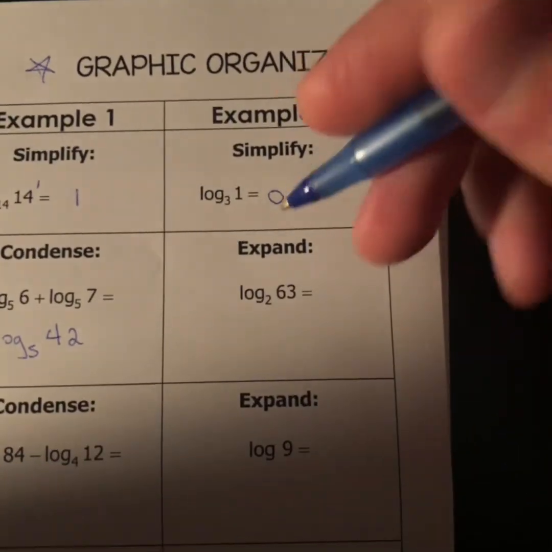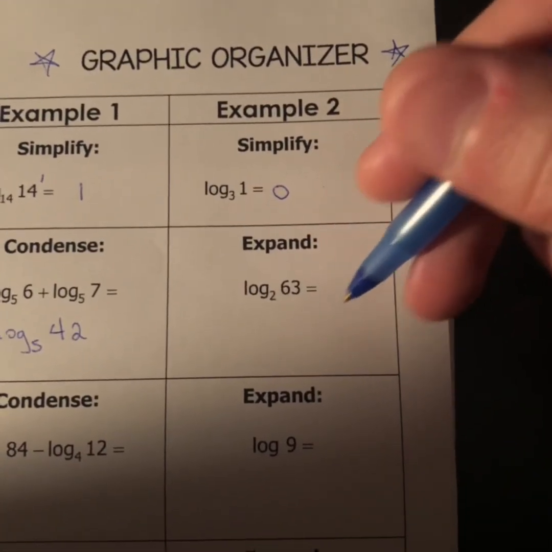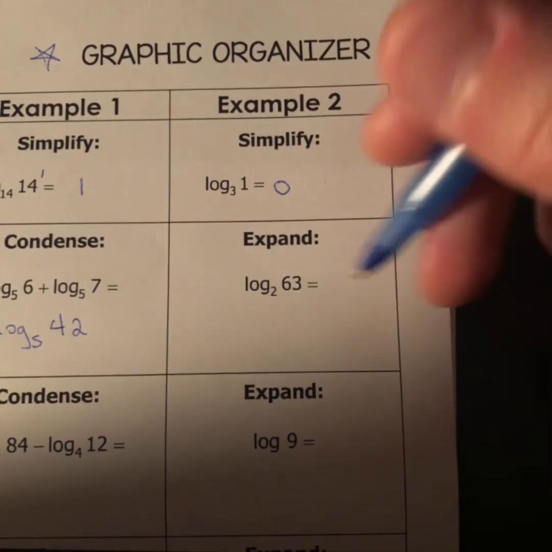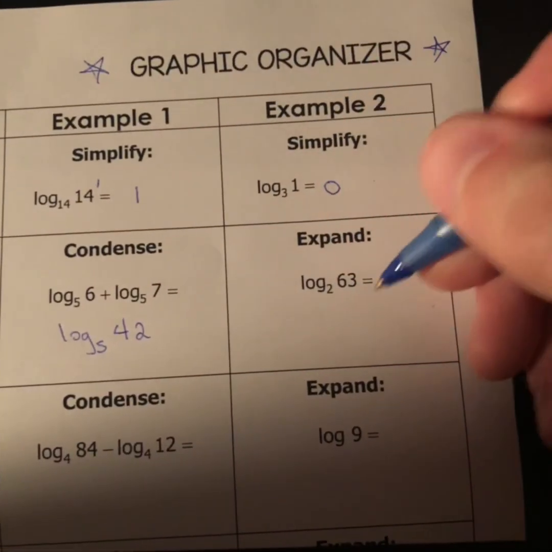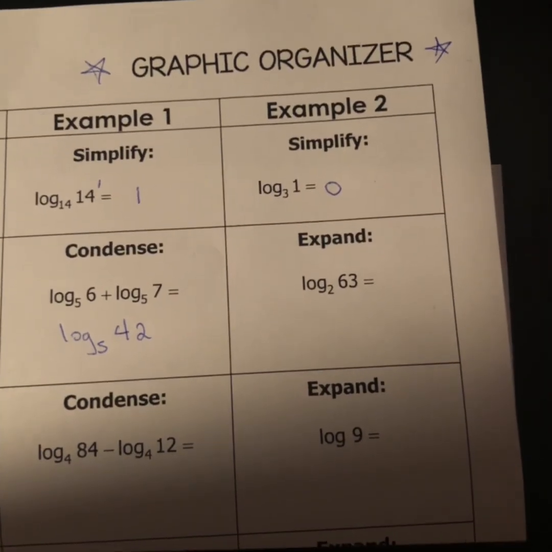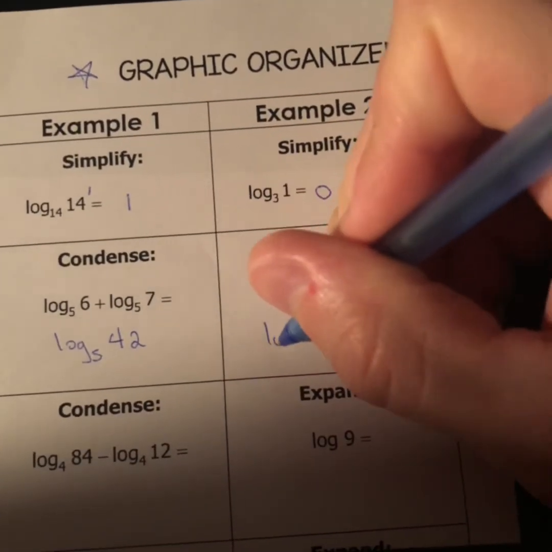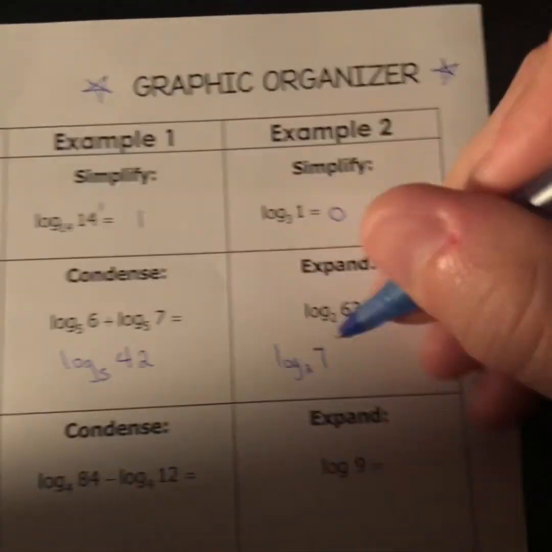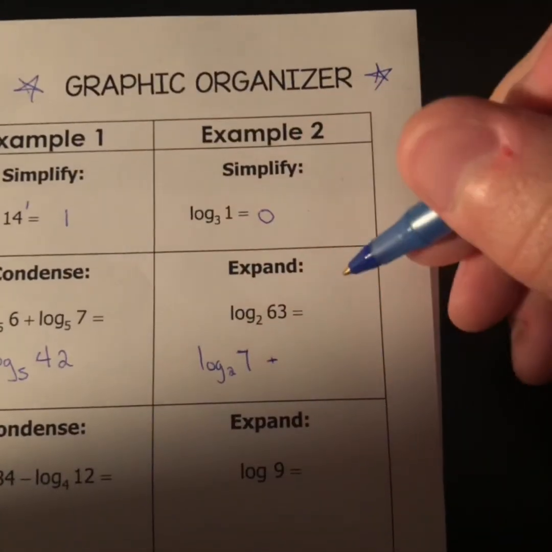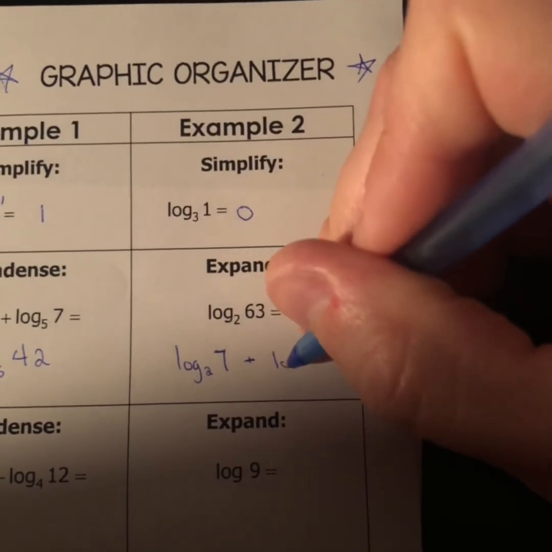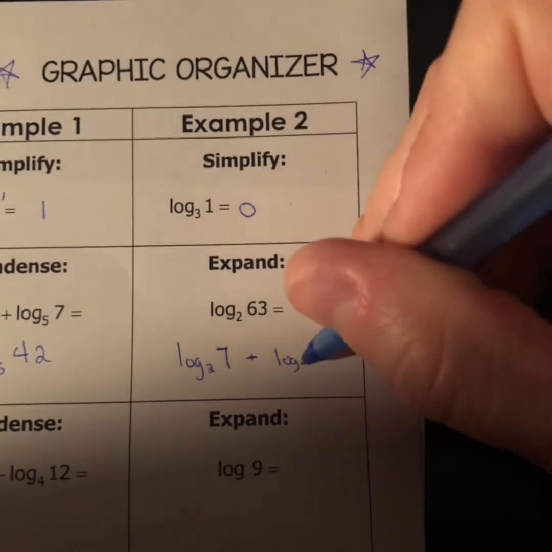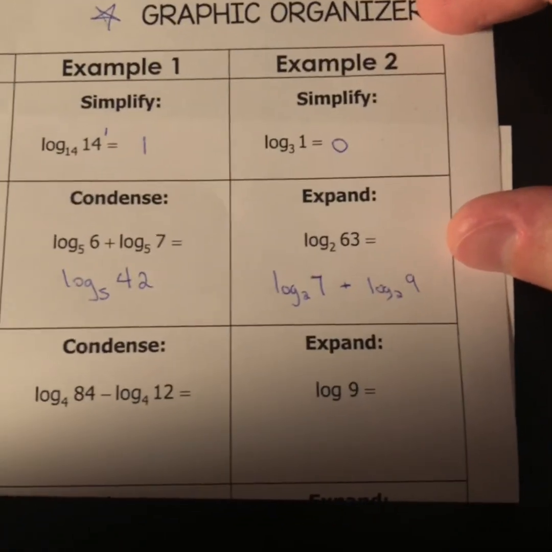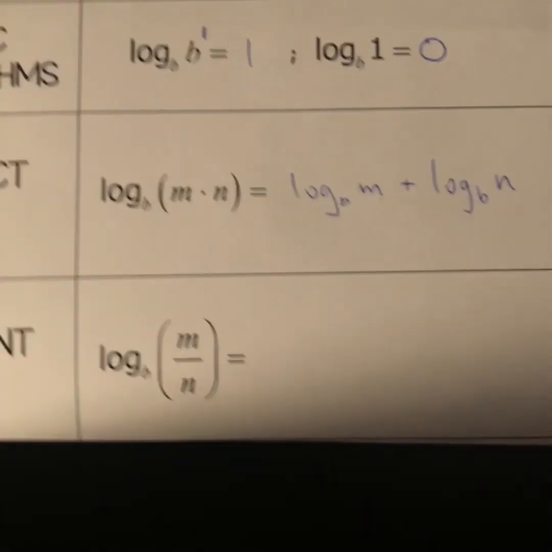The expansion ones, usually you'll see something multiplied in here. In this case, they just want you to pick two numbers that multiply. So you could go with 7 and 9, 21 and 3, 63 and 1. It really doesn't matter. Log base 2 of 7 plus log base 2 of 9. We'll go with 7 and 9 there.